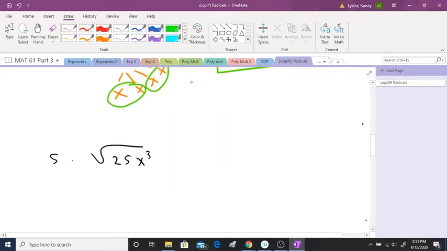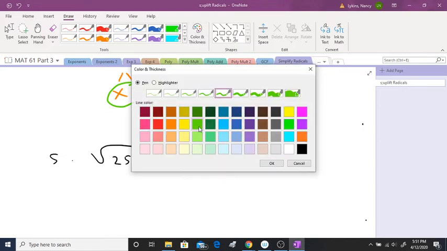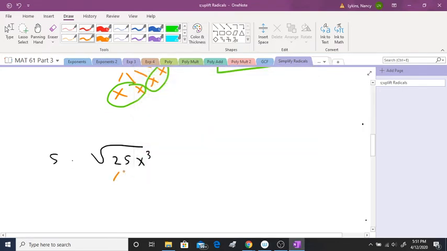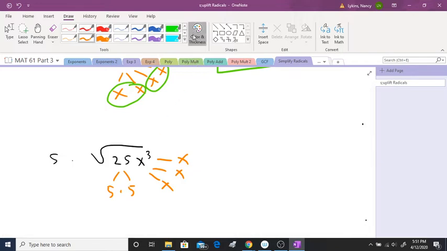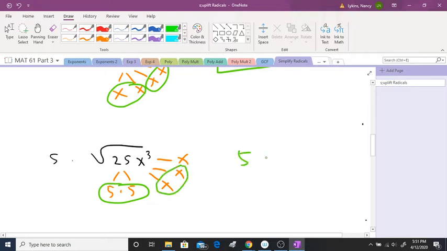What about when I have 25x to the 3rd power? Well, in this case, I'm going to break down the 25 as 5 times 5. Now look at my x cubed. That means I've got 3 x's. Right here is my 5. Right here, I've got a pair of x's, so I bring one out. And what's left is this right here.